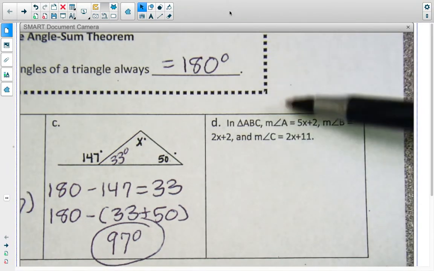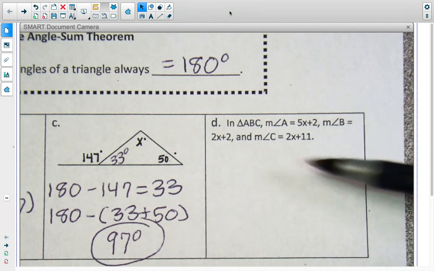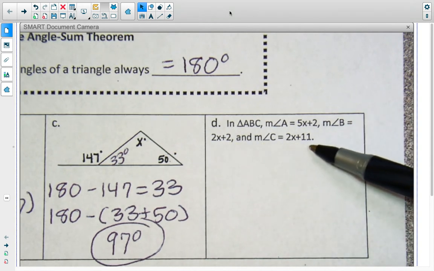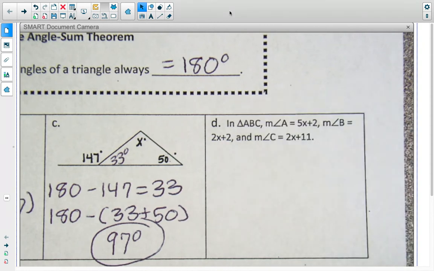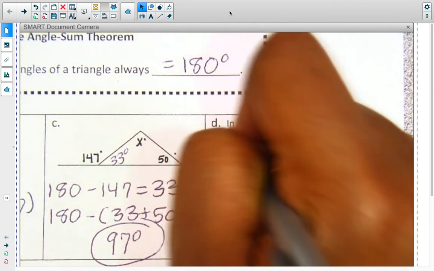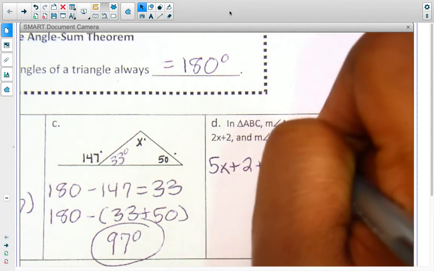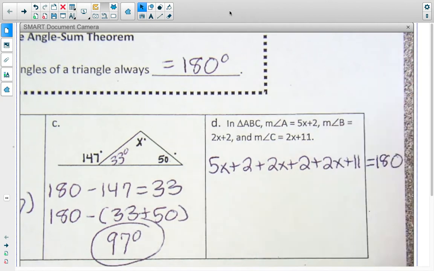In triangle ABC, the measure of angle A is 5x plus 2. The measure of angle B is 2x plus 2. And the measure of angle C is 2x plus 11. So I know again, the only thing I know so far is that if I add them all up, we get 180 degrees. So 5x plus 2 plus 2x plus 2 plus 2x plus 11 is equal to 180 degrees.